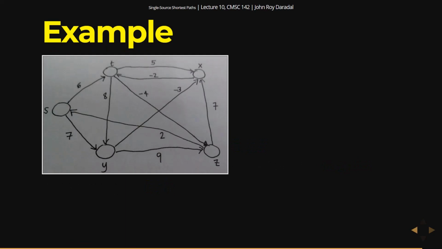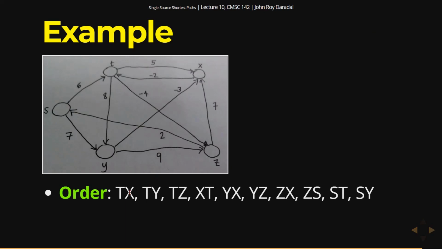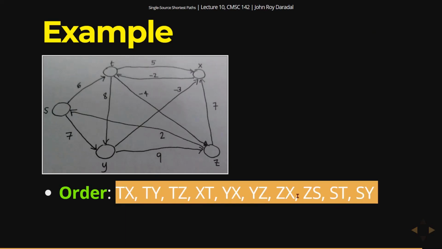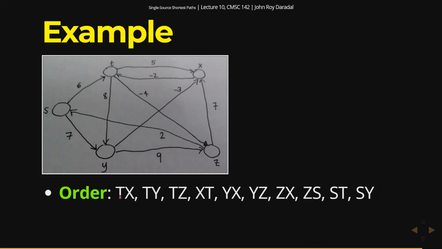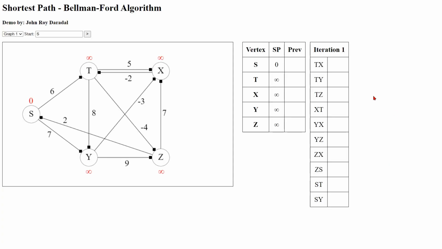Okay, so let's see an example of Bellman-Ford. Let's fix the order of the edges as follows. It could have been any other order, but let's say that this is the order that we came up with. So we'll go through the edges in this order. We'll start with Tx. Should we relax this one? Infinity plus 5, is that better than infinity? Well, no. How about Ty? Will we relax this one? No. Tz, relax? No. Xt, relax? No.